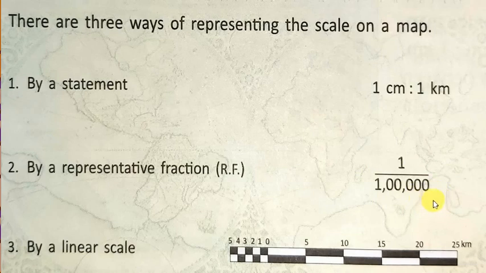The numerator 1 here is representing the map distance, whereas the denominator, which is downwards, that is 1 lakh, is actually representing the ground distance. Thus, no particular units of measurement are used in a representative fraction.